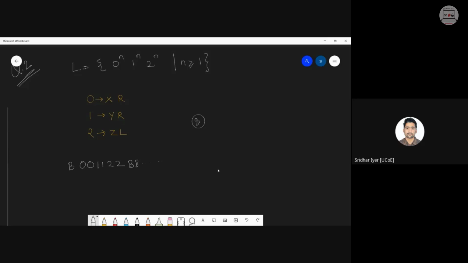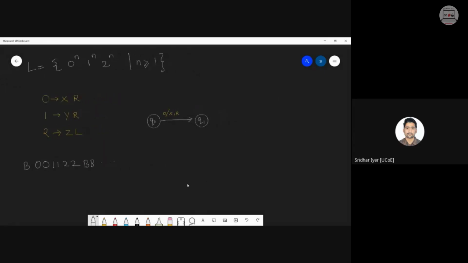Where to start? I am in Q0. So once I receive one 0 bit, I have to replace that with an x, right? So this would look somewhat like this. On Q0, if I receive 0 over here, I have to replace that with an x and move right. Clear with this? जो obvious चीजें हैं पहले वो fill up करते हैं and then let me start with the looping. Okay. So in Q1, what are we expecting?